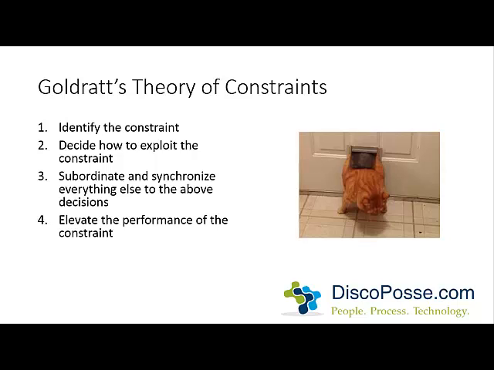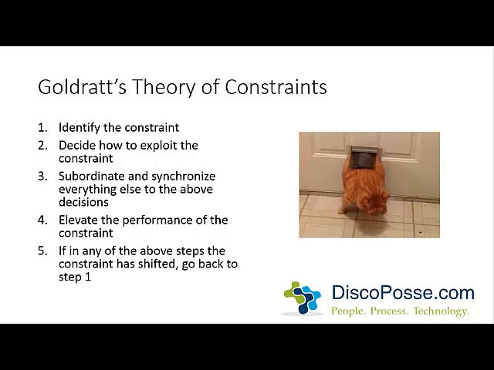Once you've done that, you've now elevated the performance of the constraint. So your automated process that was slow is now faster. Your manual process is now automated. This is a great thing. So you've eliminated or reduced the constraint. So next, number 5 is very important. If in any of the above steps the constraint has shifted, go back to step 1. Now, we don't mean go back to the drawing board, but in a way we do. We mean there's probably still another constraint somewhere in the system. So now you can go back, rethink the process, and then apply your processes and your accelerations against the next constraint.